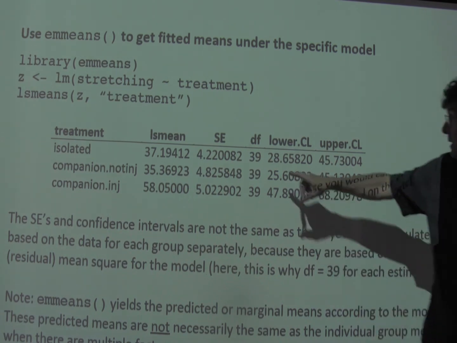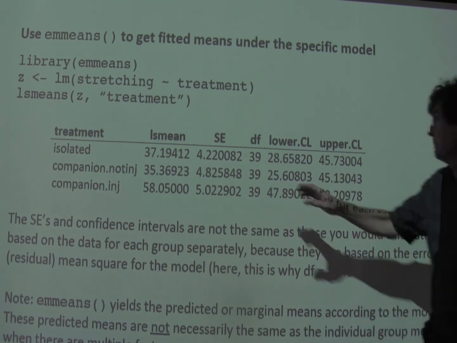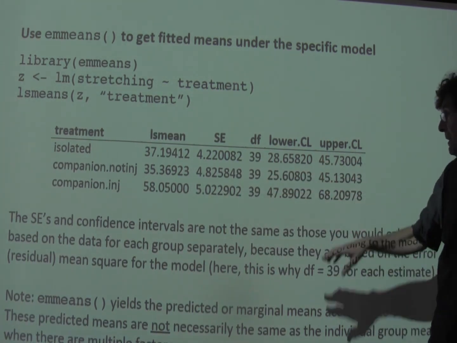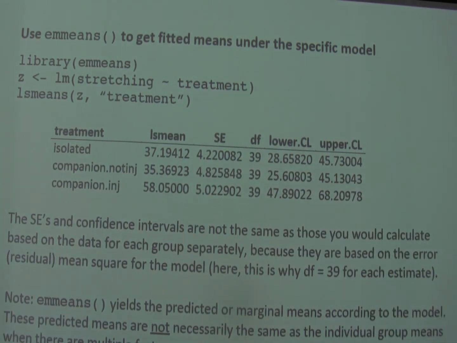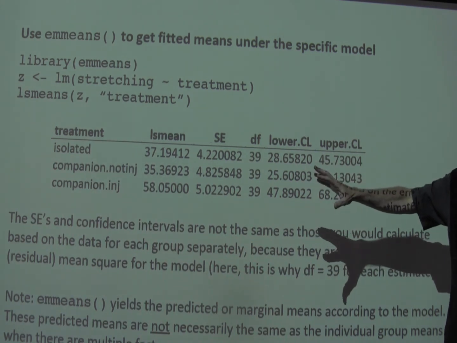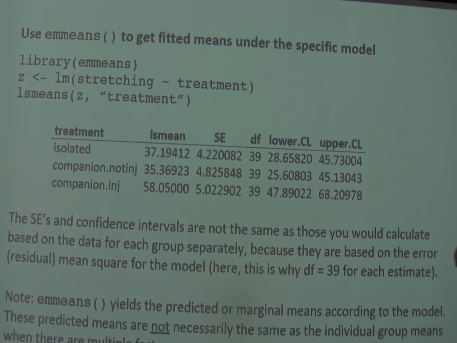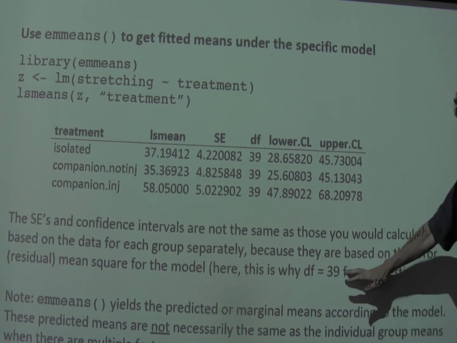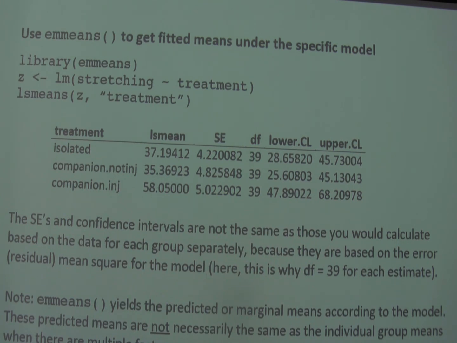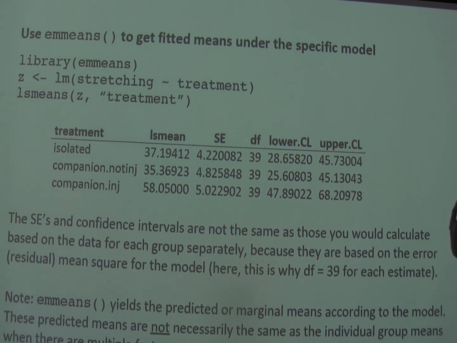But here we have 39 degrees of freedom for estimating and calculating the uncertainty of each mean. emmeans takes into account the fact that when you fit an ANOVA, you assume the variance is the same in each of the groups. So the variance in that group also helps me understand how much uncertainty I have about the variance in this group as well, because you assume that they're the same. So it uses the mean squared error from the total model fit in calculating these uncertainties. It really is making use of the model fit to estimate these quantities.